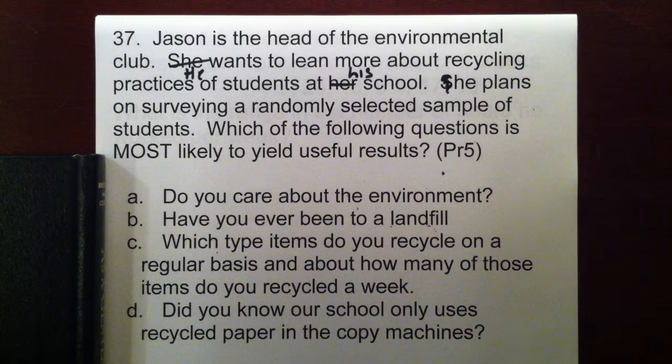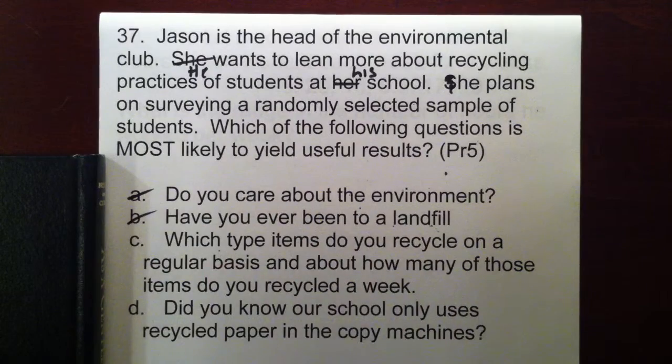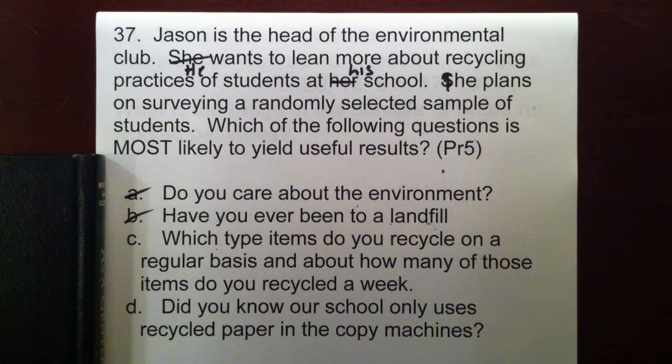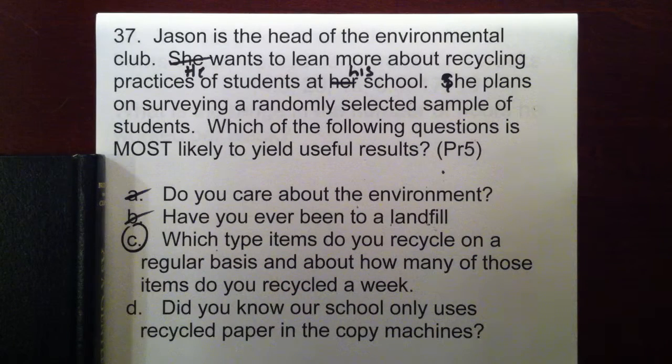A. Do you care about the environment? Well, that might have some bearing, but that's not really a good survey question, so we can eliminate A. B. Have you ever been to a landfill? That really has nothing to do with what we're talking about, so we can mark that one out. C. Which types of items do you recycle on a regular basis, and about how many of those items do you recycle a week? That might be a good one. Let's go ahead and circle that one and keep that one on the back of our mind.